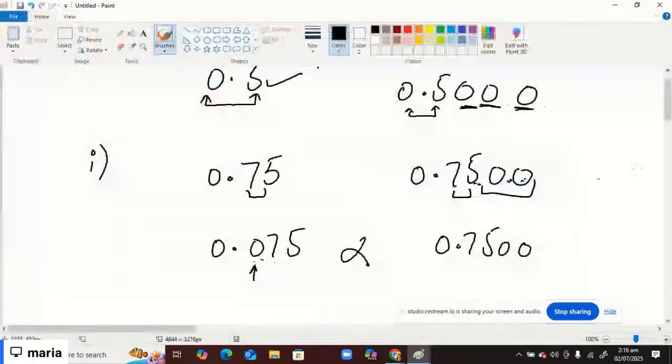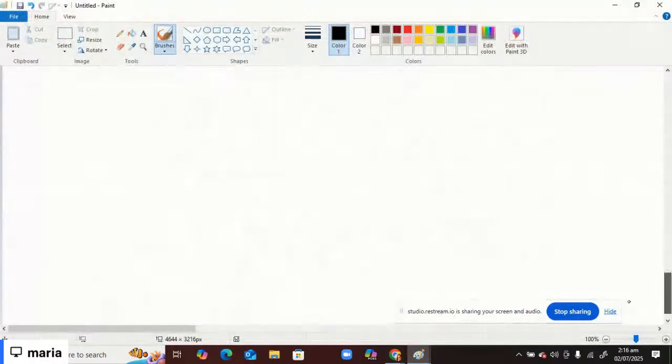There is string. Let's discuss rounding decimals. Rounding a decimal can be to the nearest tenth or to the nearest hundredth place. First of all, we discuss rounding to the nearest tenth place.